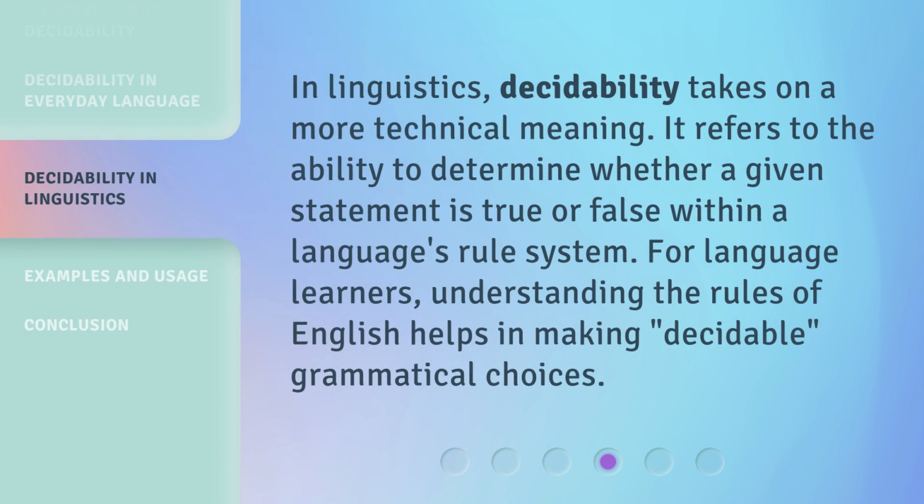In linguistics, decidability takes on a more technical meaning. It refers to the ability to determine whether a given statement is true or false within a language's rule system. For language learners, understanding the rules of English helps in making decidable grammatical choices.